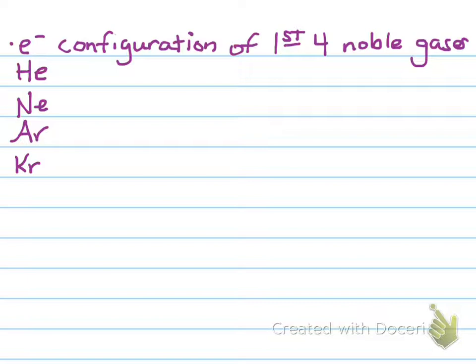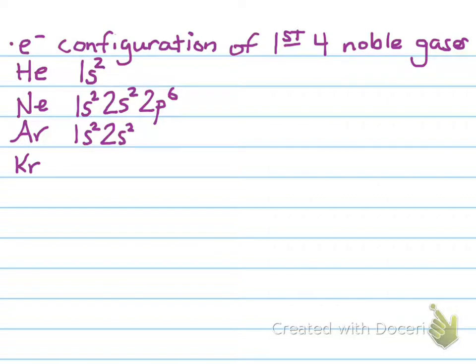So helium has electron configuration. Remember, you're reading your periodic table starting at the top left corner. It's 1s2. For neon, it's 1s2, 2s2, 2p6, because neon has 10 electrons. Argon has 18 electrons, so it's 1s2, 2s2, 2p6, 3s2, 3p6.